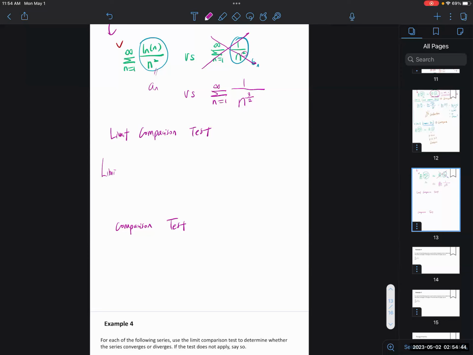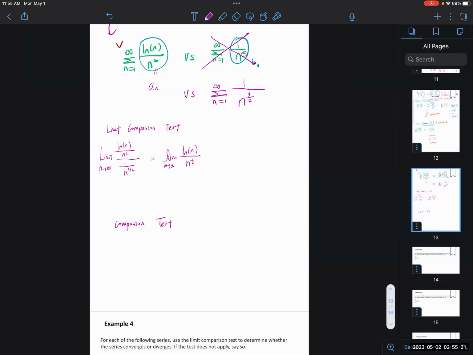So the limit of ln n divided by n to the 2, divided by 1 over n to the 3 over 2, right? It looks a little bit complicated, but if you simplify as n approaches infinity, I'm going to simplify as much as I can. It is going to be ln n over n to the 1 over 2. Please calculate that.